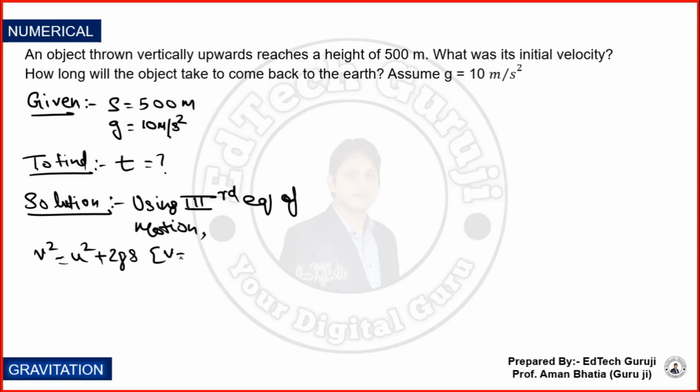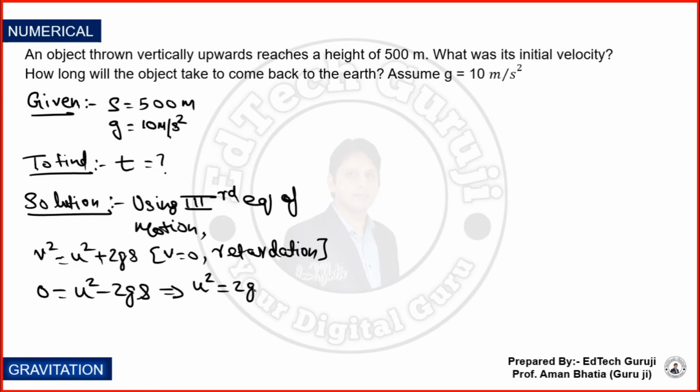Now two things here. Number one, v is equal to 0, and second thing, the body will show retardation. What do I mean by retardation? That this acceleration is going to be negative, so this plus will become minus. So substituting these values, I get 0 is equal to u square minus 2gs, which implies that u square is equal to 2gs, which also means that u square is equal to 2 into 10 into 500.